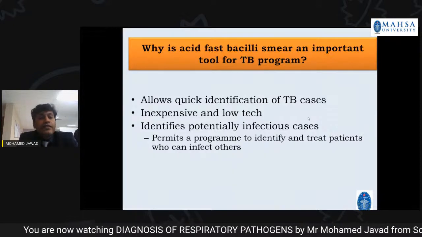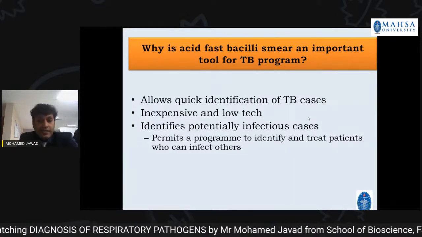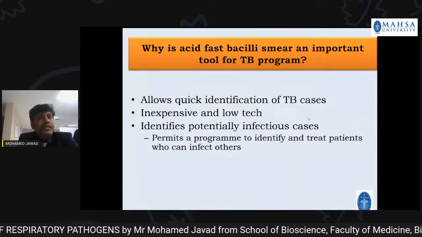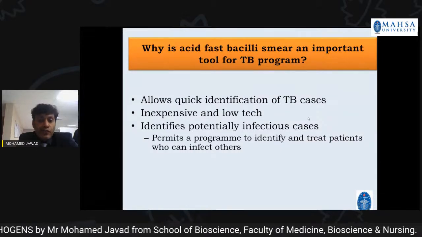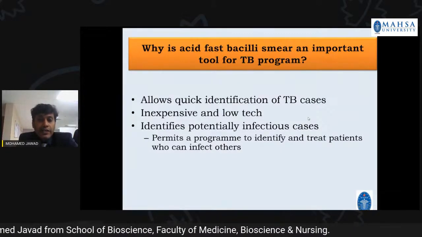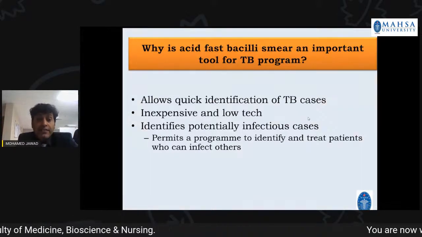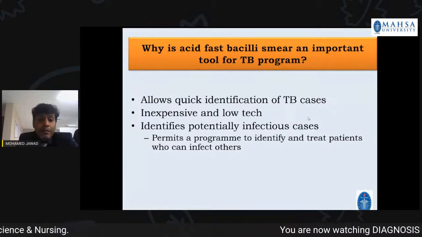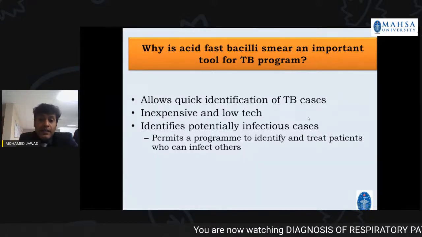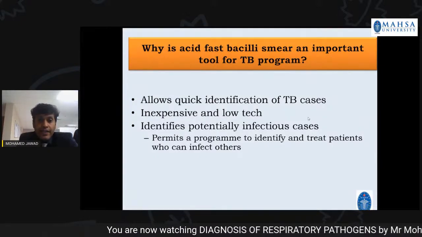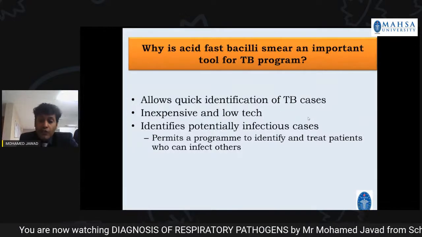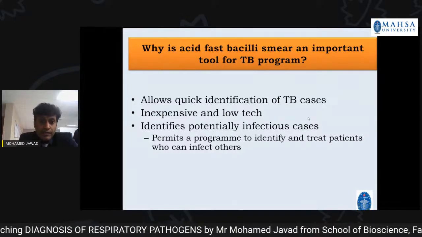Why is acid fast bacillus an important tool? Because it allows quick identification of TB cases. We can do this procedure within half an hour, and it's very inexpensive and low tech, and identifies potentially infectious cases. This is a very quick identification method for Mycobacterium tuberculosis.